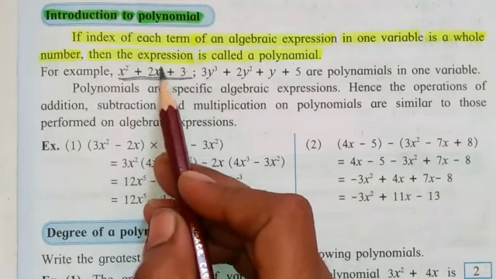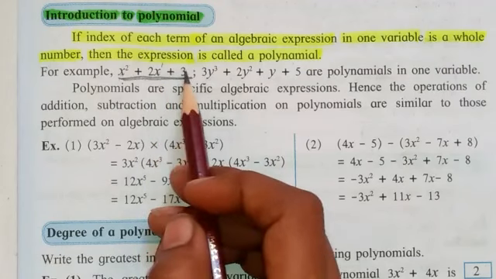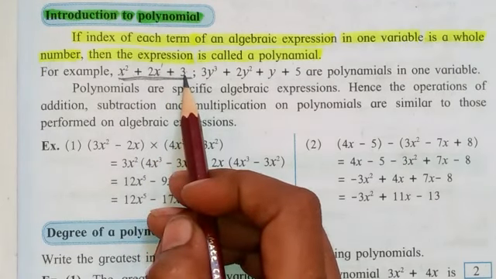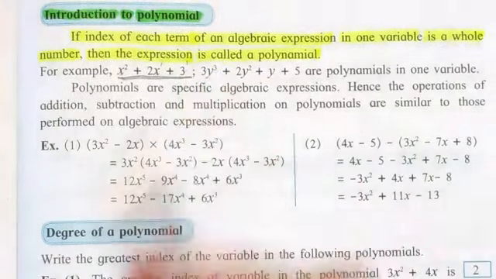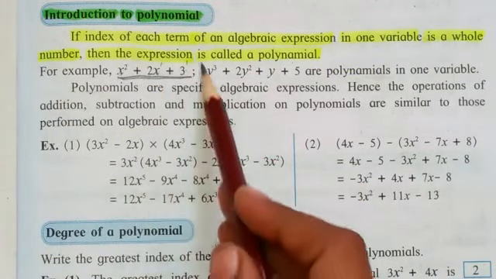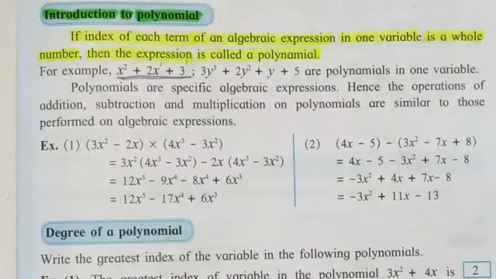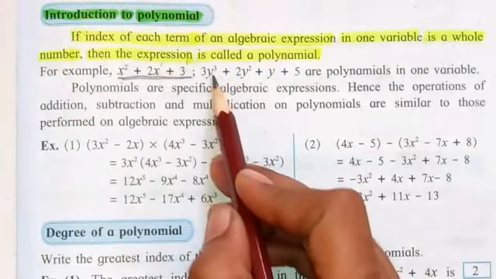Here 2x, the index is not given, it means it will be 1, so this is also a whole number. Here 3 also does not have an index, it means it will also be 1, so 1 is also a whole number. So in this situation, this type of expression is called a polynomial. Let's see the second example.